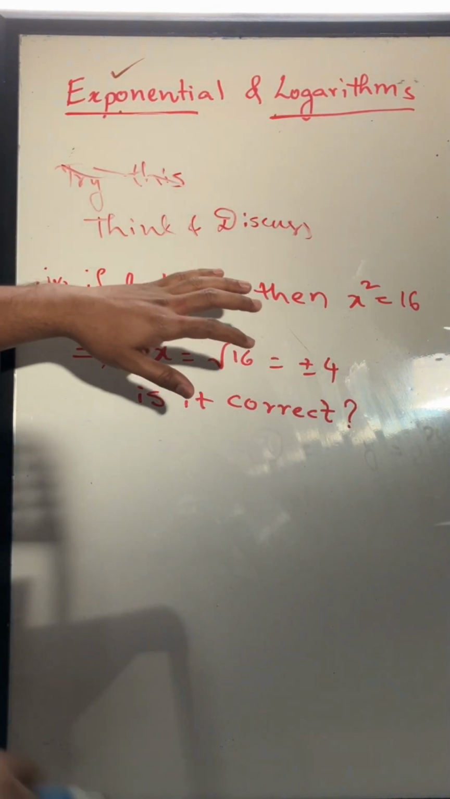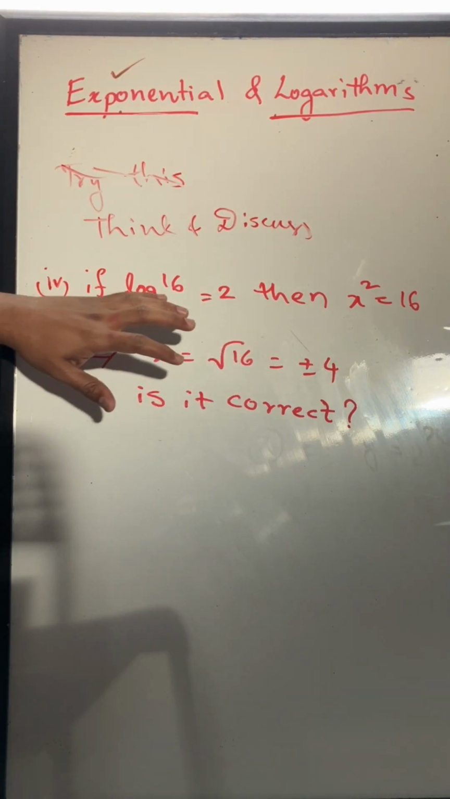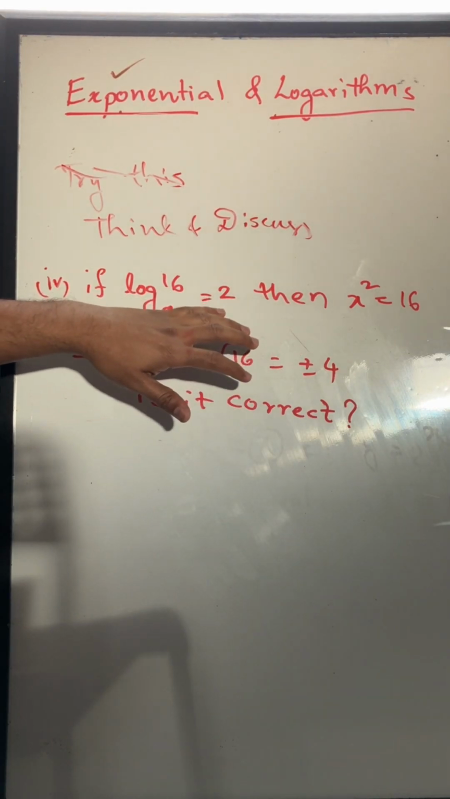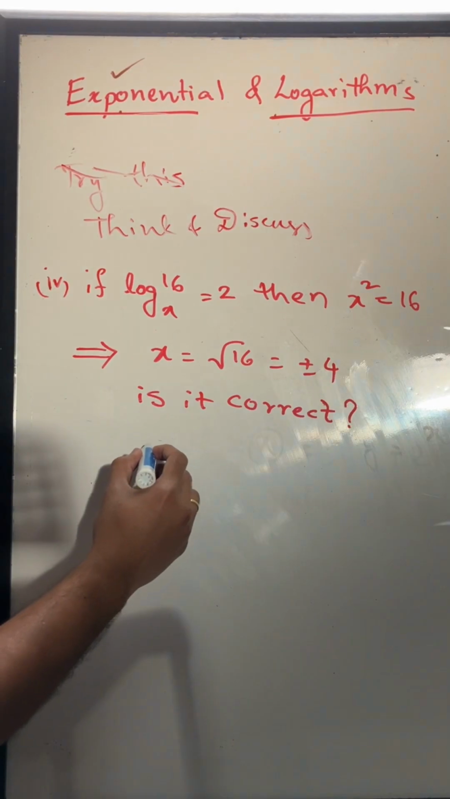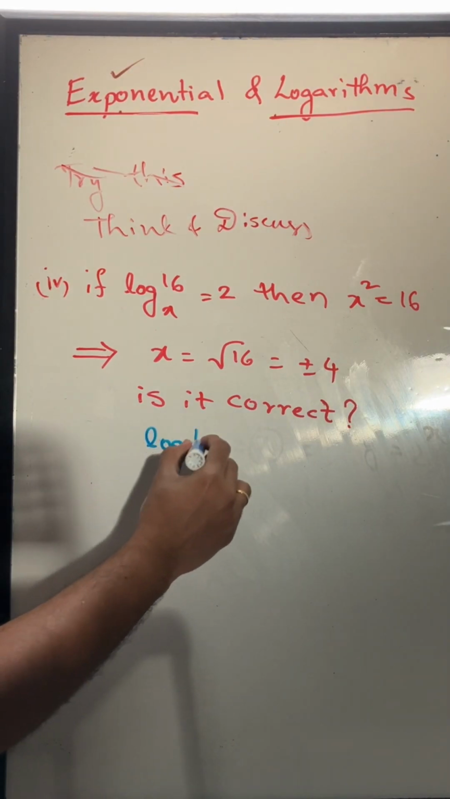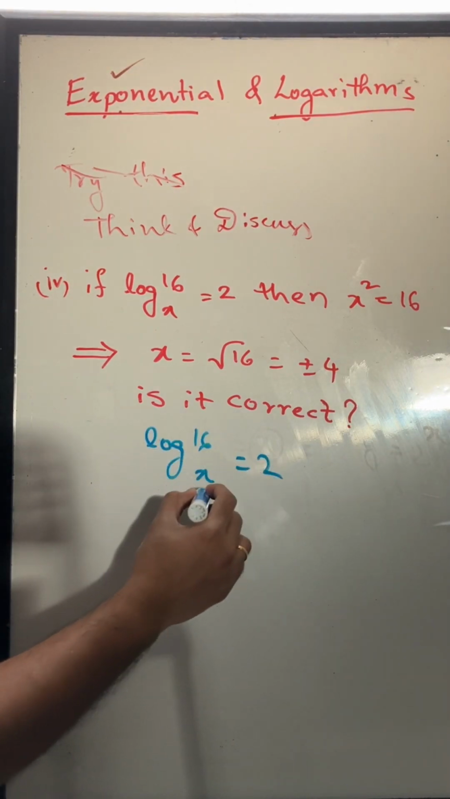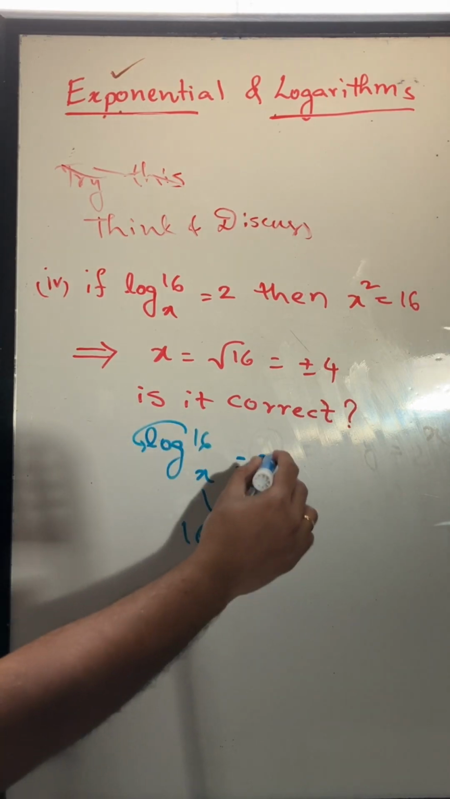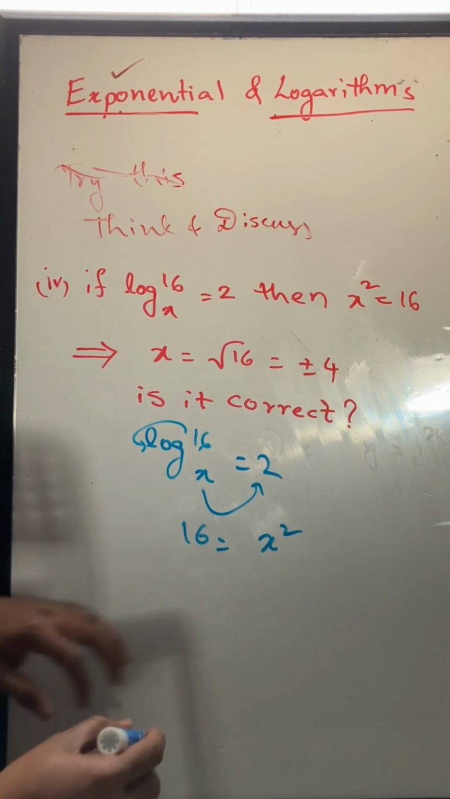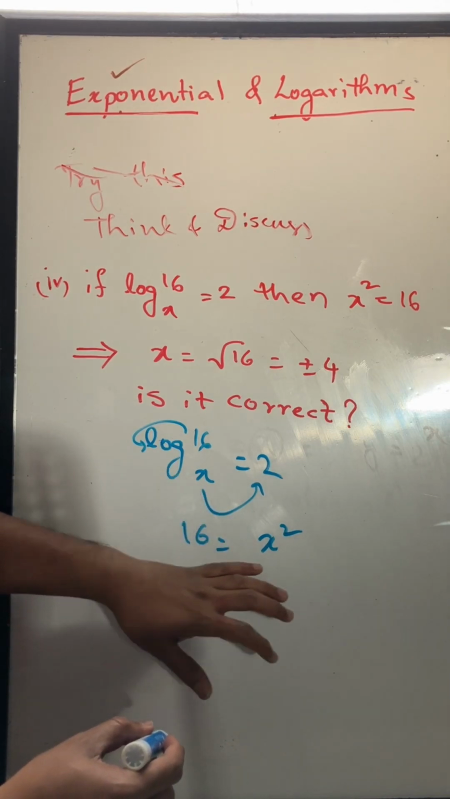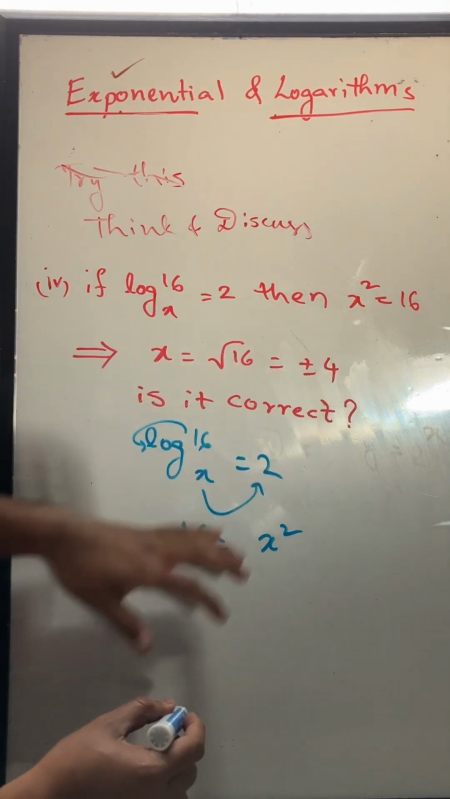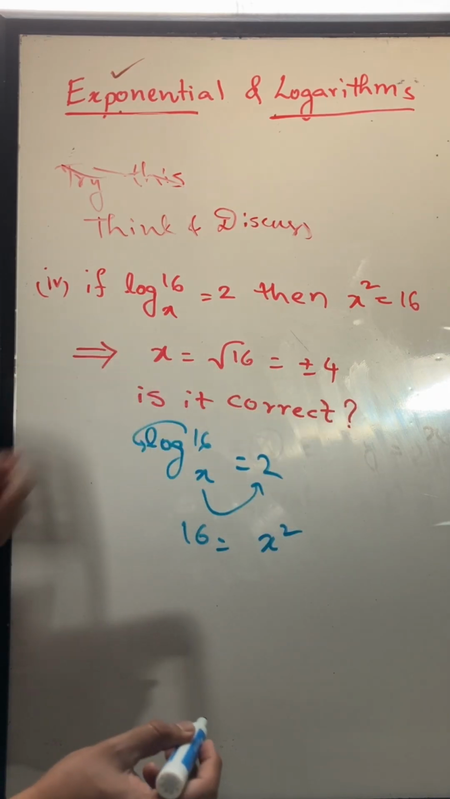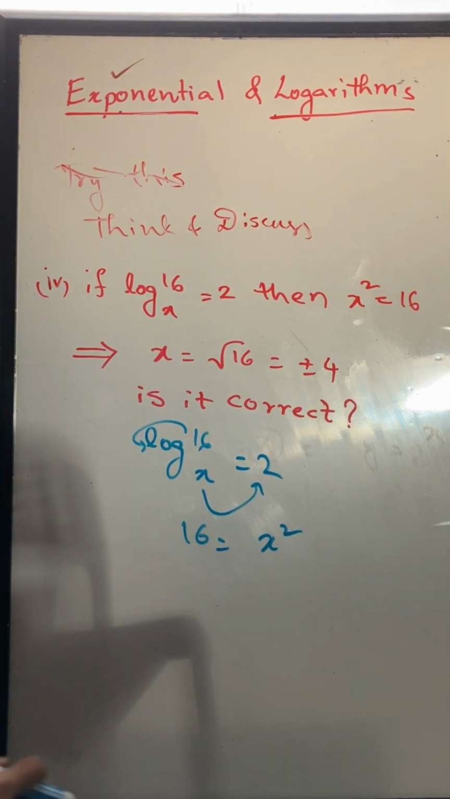It looks confusing, right? It looks correct because log 16 base x equal to 2 means 16 equals x square. Because it is a log, x square equal to 16, and x equal to root 16, plus or minus 4. Wonderful. This looks correct, right? What is tricky in this one?